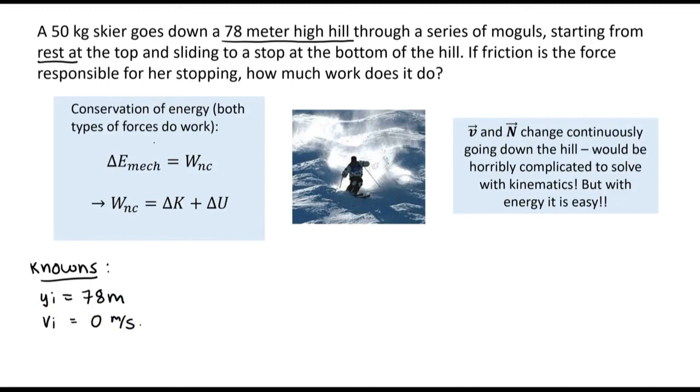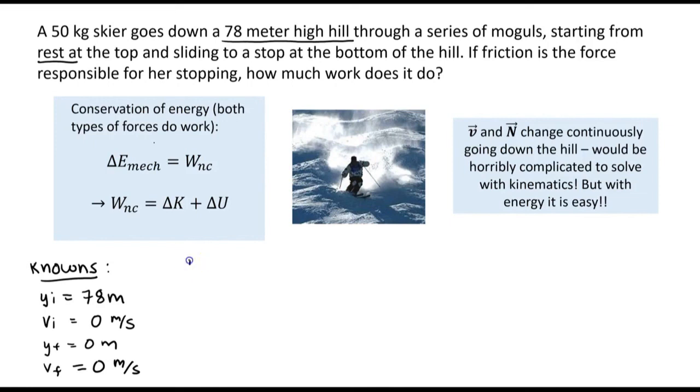And then he slides to a stop at the bottom of the hill. So our initial condition is the top of the hill, the final condition is the bottom of the hill. He's sliding to a stop, so v final is going to be 0, and he's at the bottom of the hill, so if we let the bottom of the hill be a height of y equals 0, which was how we defined the initial height to be 78 meters, then y final is just 0, and so is v final. Okay, and so then we know that we have these final and initial conditions. We don't have any springs, so we don't have to worry about spring potential energy.